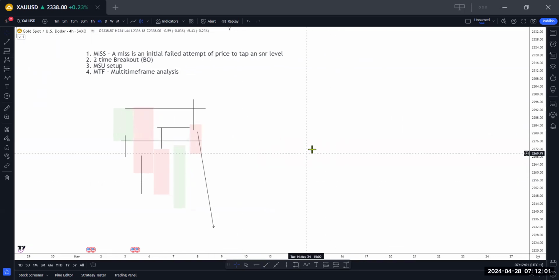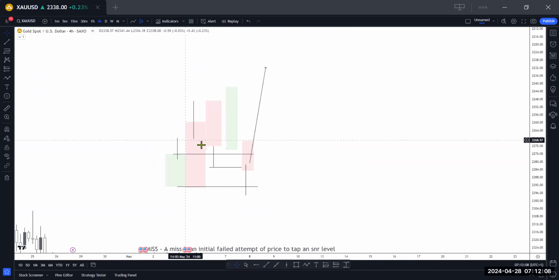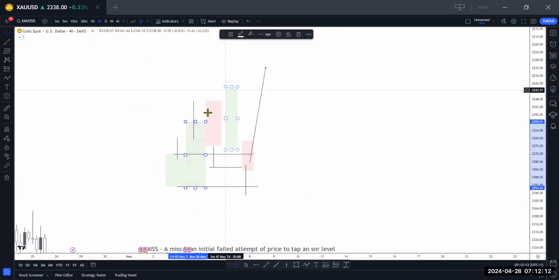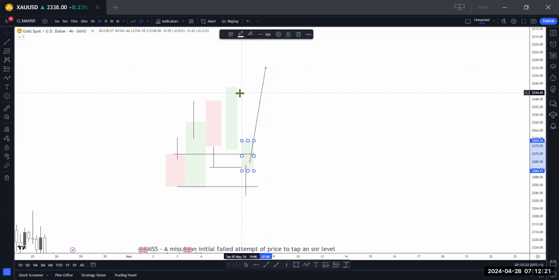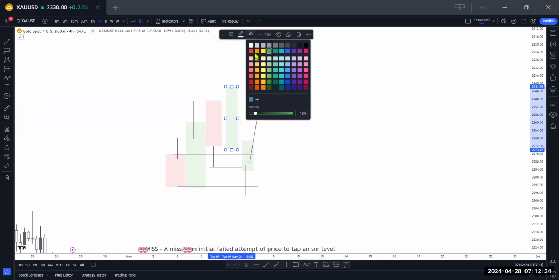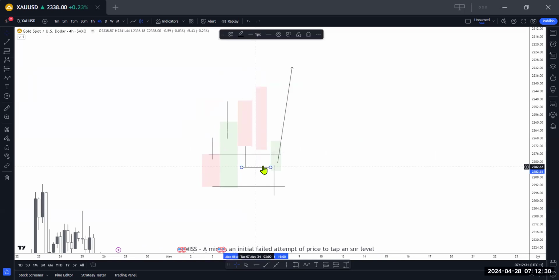For a buy scenario, you just flip the coin. So for a buy scenario, these are bullish engulfing, bearish engulfing. So where's the miss? This is the miss here, right? This is the first attempt to tap this SNR level.